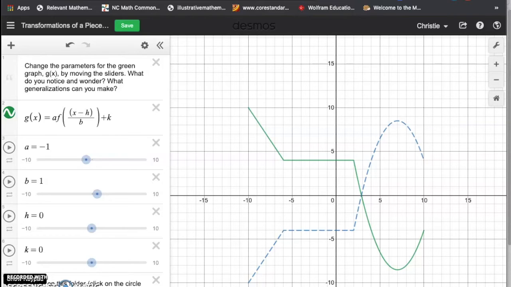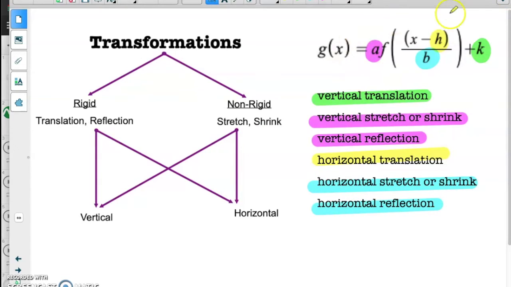Now remember, your teacher may use slightly different terminology for some of these types of transformations, and they may even use a slightly different form for the transformed version of the equation of the function. For example, as you can see here, instead of dividing x minus h by b, they may choose instead to multiply that quantity by b. Regardless, what I want you to do now is see, what do you notice about the location of the parameter, its operation, and its type of transformation? Do you notice anything that you can generalize?